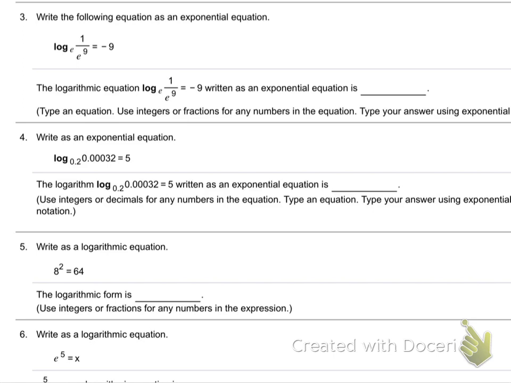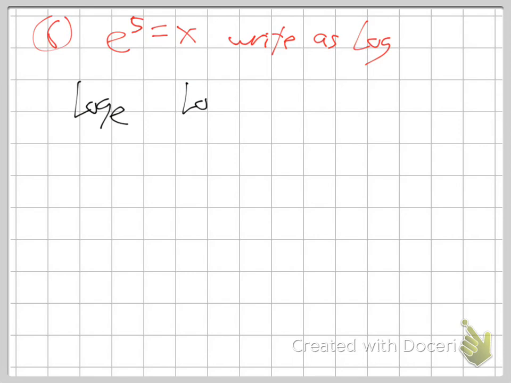Number 6. e to the 5 equals x. Write as a log. So try that. Okay, so how am I going to write it as a log? I've got to do the same thing to both sides, right? I'm going to log both sides. And what base am I going to do? Yeah, the base that's already there. Log base e on both sides. And this is e to the 5th, and this is x.